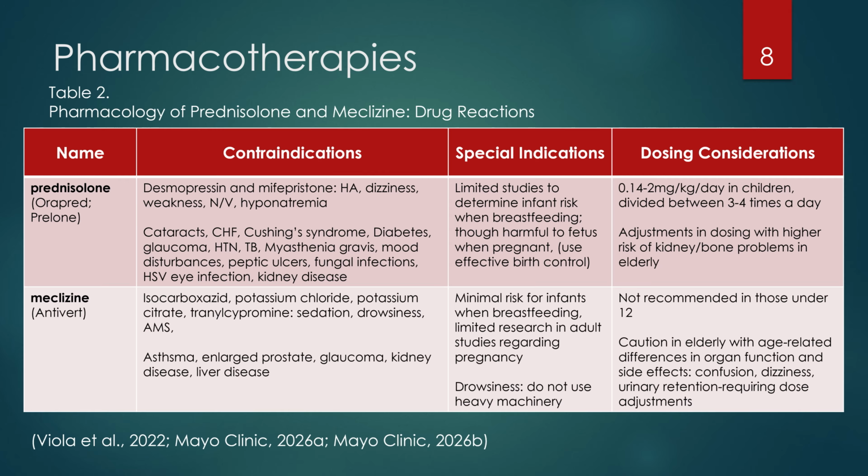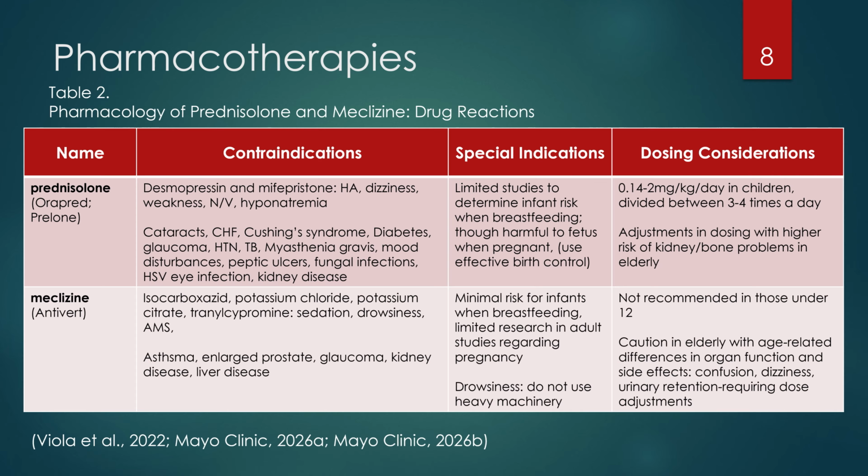There are minimal risks for taking meclizine while breastfeeding, though there are limited adult studies showing risk to the fetus. Due to its effect on alertness, meclizine is not recommended for use with sedating medications or when operating heavy machinery. Dosing considerations for prednisolone include a recommendation of 0.14 milligrams to 2 milligrams per kilogram per day in children, divided over 3 to 4 times a day. Adjustments in prednisolone dosing may be indicated in high-risk geriatric patients with a higher risk of comorbidities affecting the kidneys or bones. Meclizine is not recommended in patients under 12 years old.